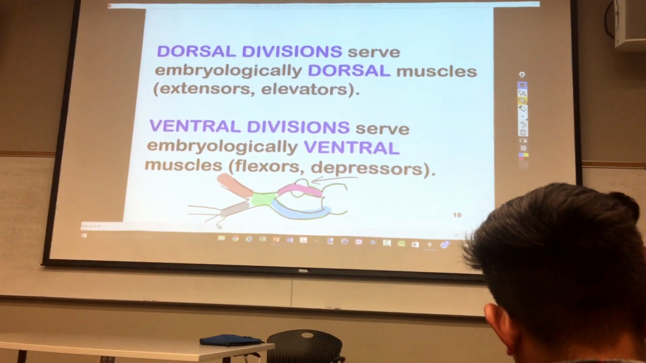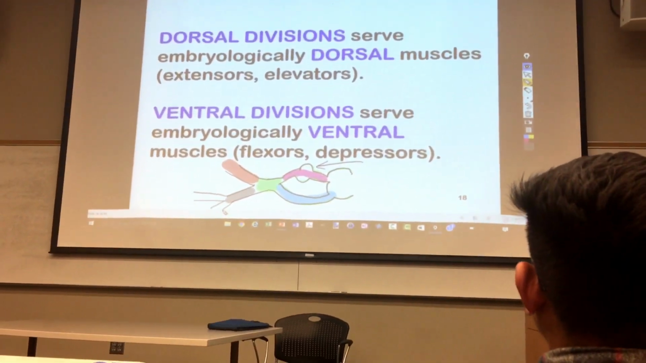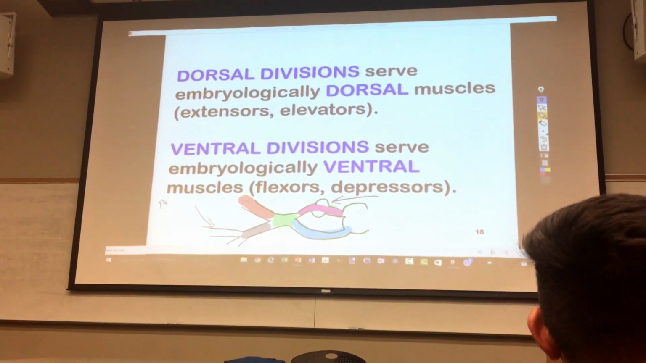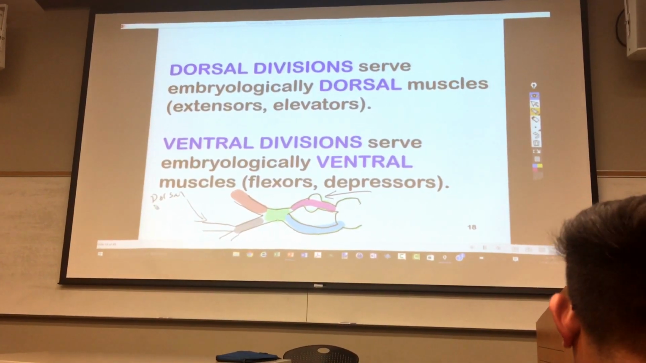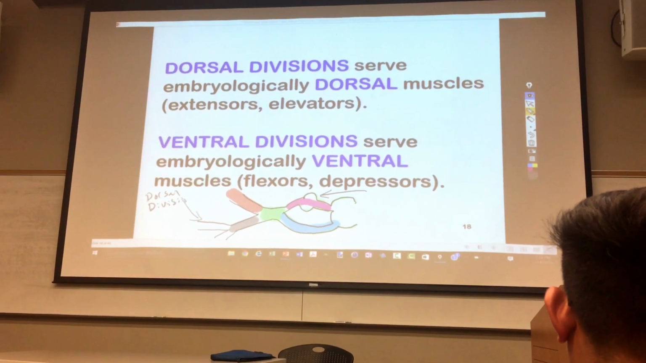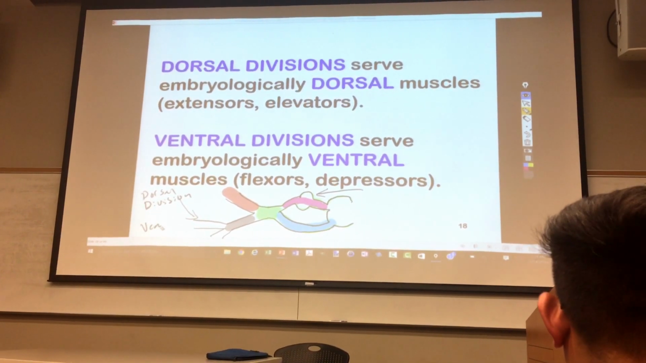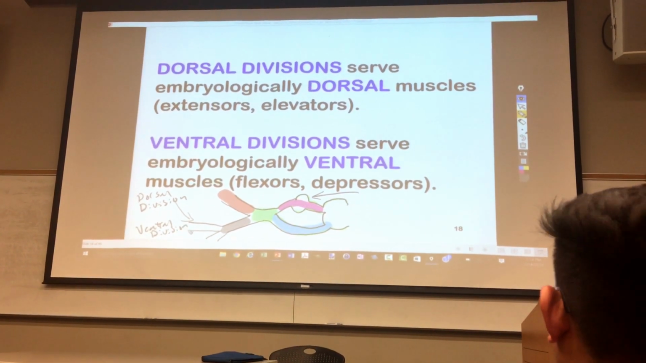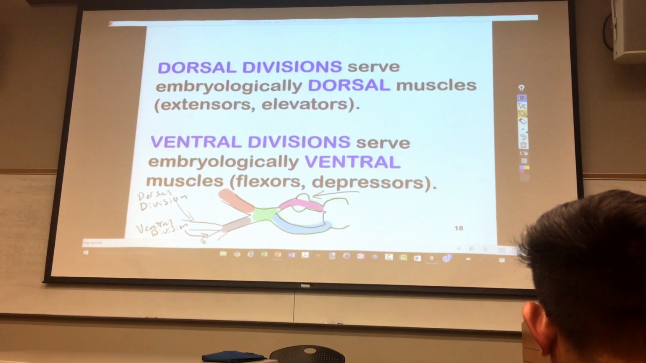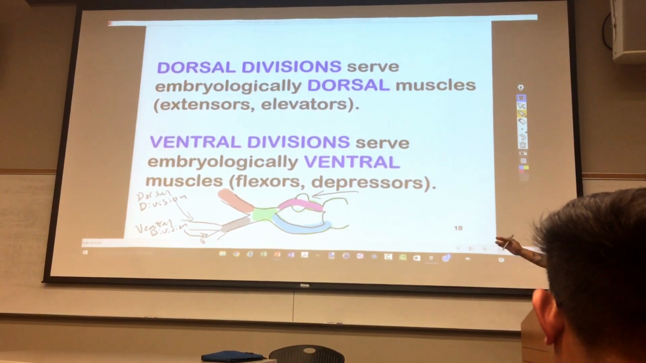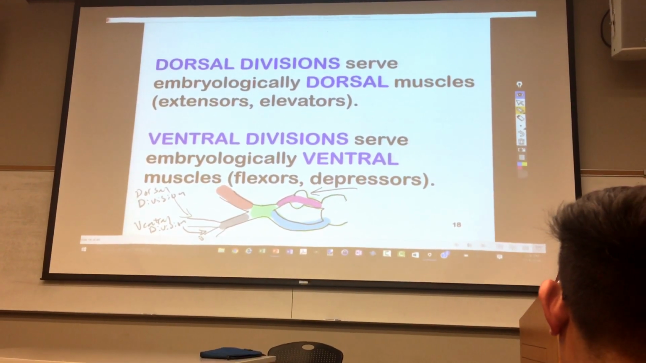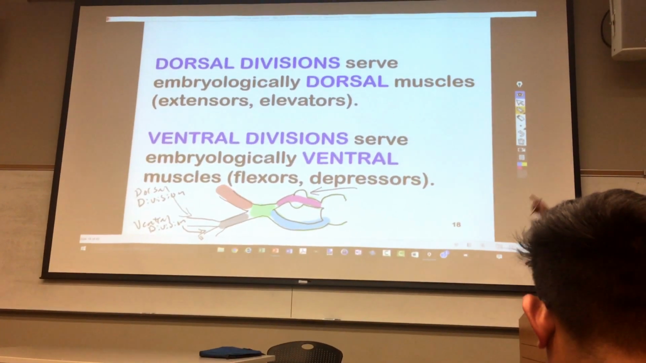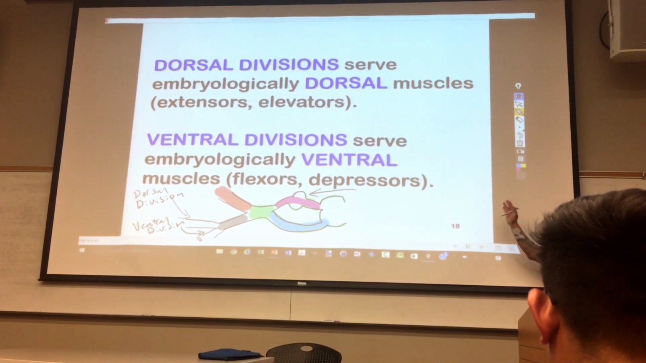So what you end up with is you also have a dorsal division and a ventral division for the ventral ramus of your spinal nerve. Because that is what's going into your appendages. It's the same for your arm, same for your leg. So this relationship is really important.